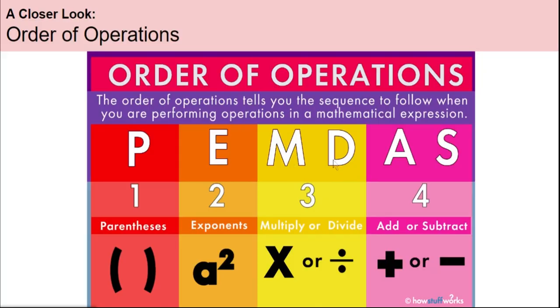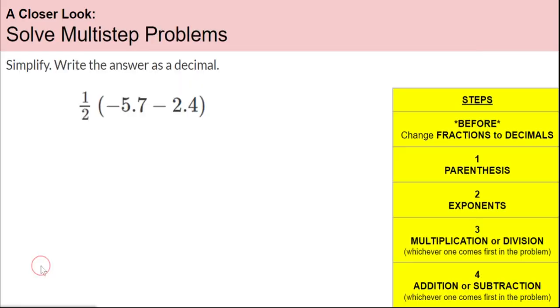With multiplication and division, do whichever one comes first. Addition and subtraction come at the end, whichever one comes first. All right, so let's write our answer as a decimal. Let's simplify this. I've got my steps over there on the right side. If we have decimals and fractions together, before we do anything, let's change our fractions to decimals because the answer wants it as a decimal.